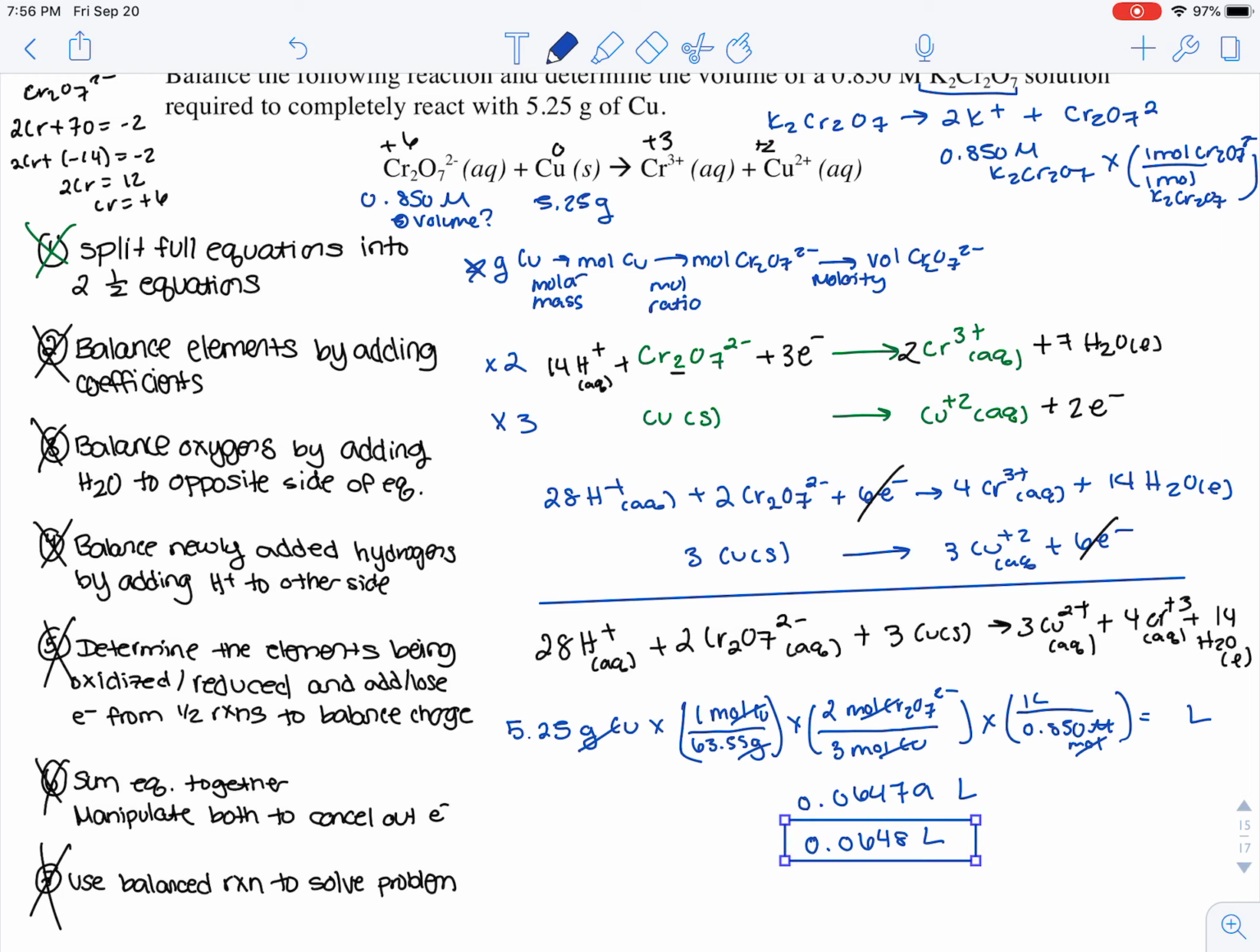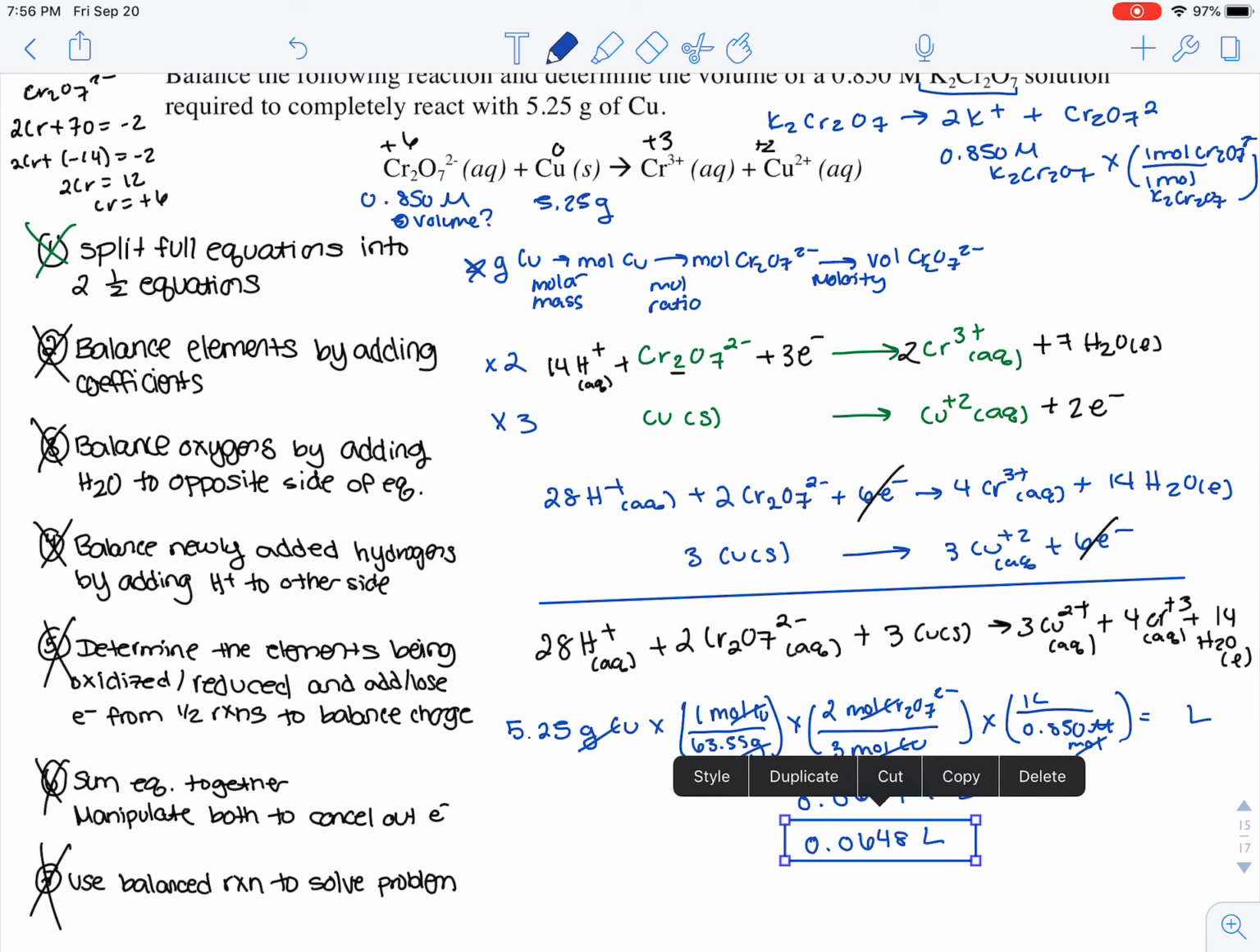So in the end, it was just a stoichiometric equation solving from what we're given, whether it's mass, molarity, density, etc., knowing that when you go from one compound to another, you have to use the mole ratio. The only difference is it's important to balance. However, this was a redox reaction, so you had to balance out your electrons and the elements.